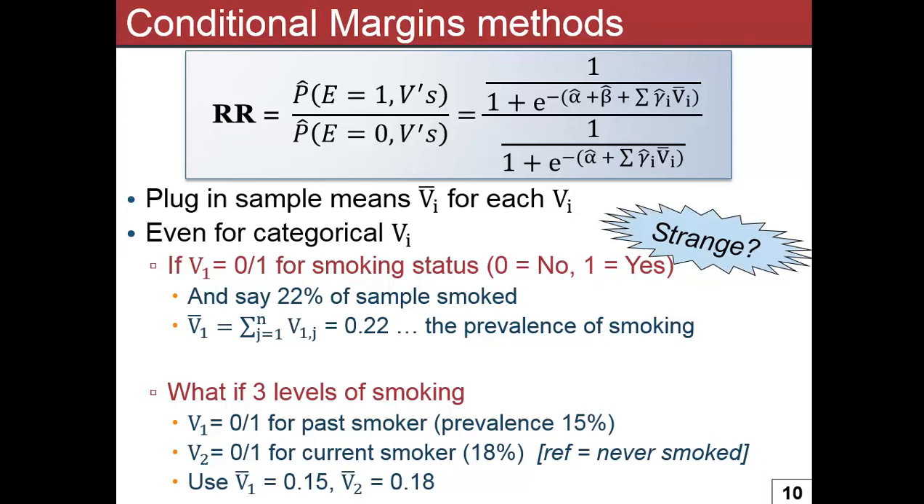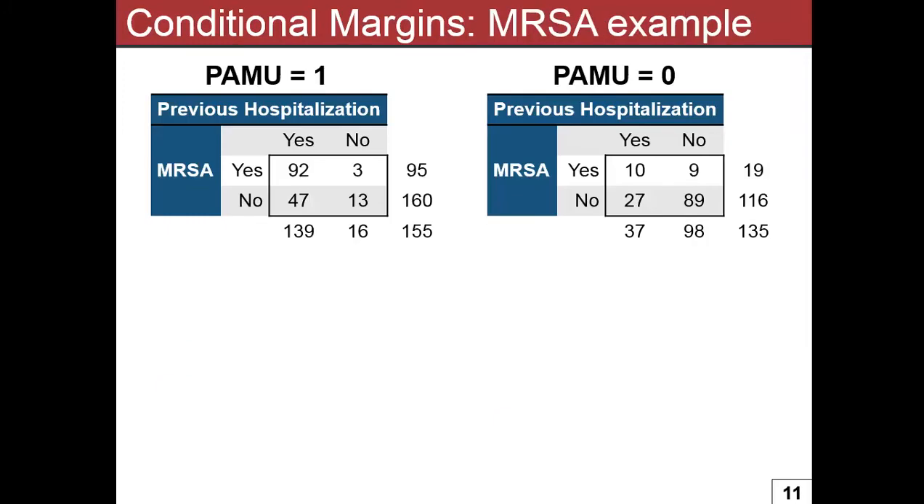So there's some funk to this. You're going to get an answer, and people use it. But there are some validity issues because there is no such person that's actually in both states at the same time, let alone fractional. Right, I'm 15% a past smoker and I'm 18% a current smoker. It's a little odd. But this method gets an answer, and Stata and SAS both will give you that answer.